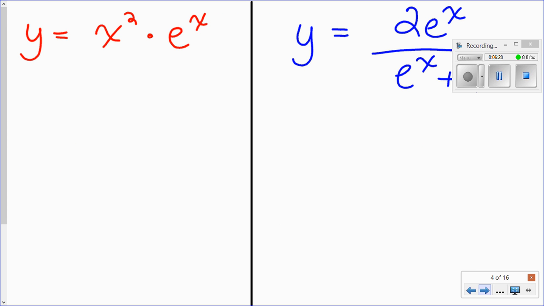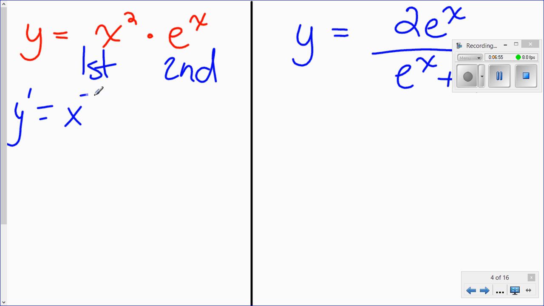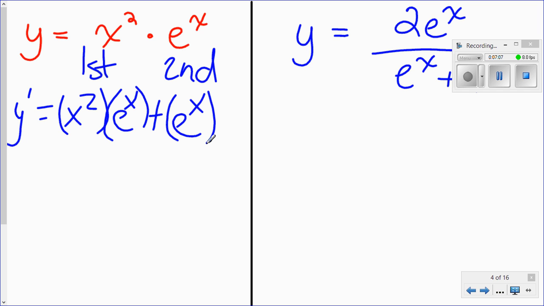All right, just to show you some examples where we use some additional rules. If we want to find the derivative of x squared times e to the x power, then we would have to use product rule because we're multiplying two functions. X squared is the first function, e to the x is the second function. Remember, to find the derivative, we take the first function times the derivative of the second function, and remember, derivative of e to the x is e to the x, plus the second function times derivative of the first function, derivative of x squared is 2x.